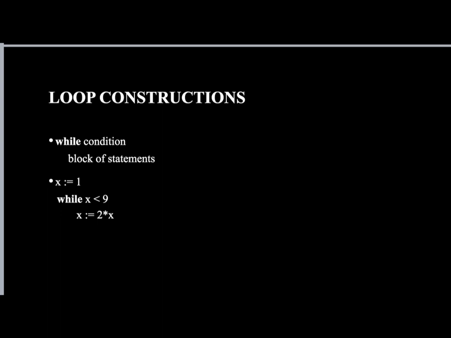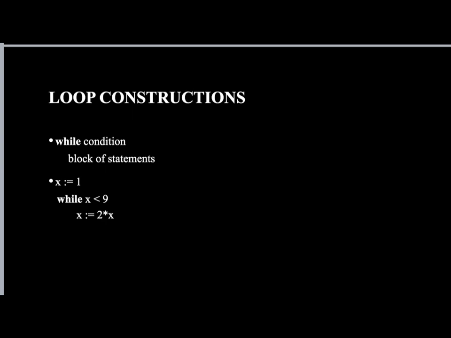All right, another way to do a loop construction is to use while. So while a condition is satisfied, run a block of statements. Okay. So here's an example. We'll define the variable x to be 1, and then while x is less than 9, I'm going to redefine x to be 2 times x. So let's see how this example would work.